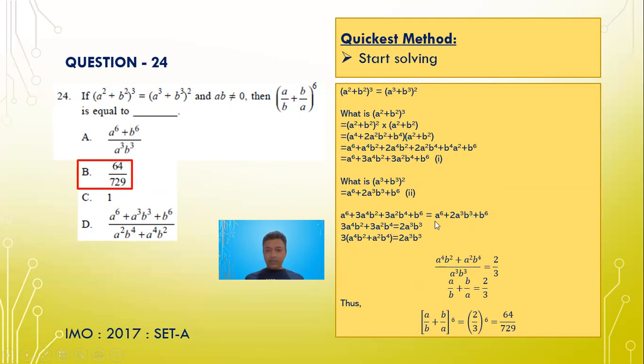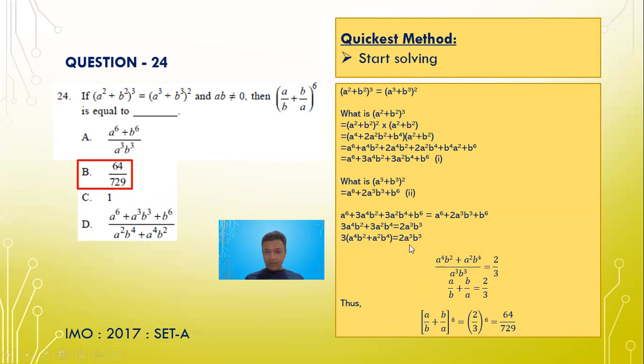a^6, a^6 gets cancelled. b^6, b^6 gets cancelled. So 3a^4b^2 + 3a^2b^4 is equal to 2a^3b^3. You take 3 common into bracket: a^4b^2 + a^2b^4 is equal to 2a^3b^3, isn't it? Now again, take 3 there and take a^3b^3 here, isn't it?